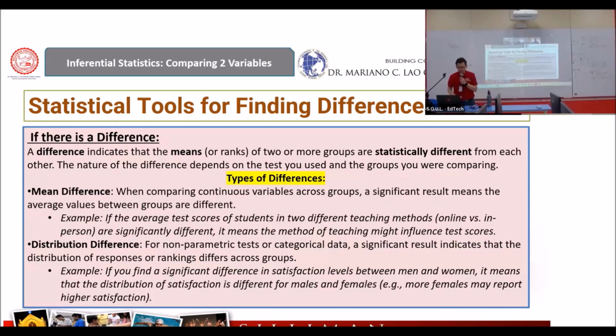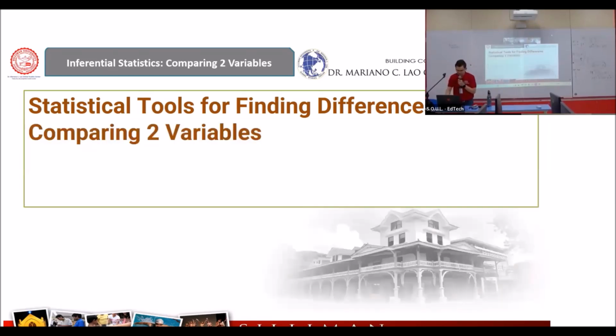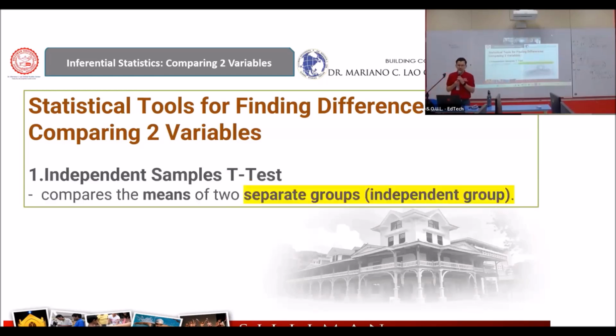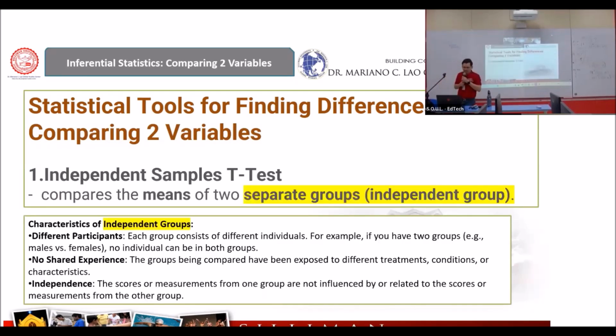So that you can understand that well, let me proceed to the different statistical tools. The first one is the so-called independent samples t-test, or simply called the t-test. Okay? It compares basically the means of two separate groups, independent. So, for example, two separate groups, Class A and Class B. Are they dependent or independent? Independent. Okay? Class A or class B. So, characteristics of independent groups.